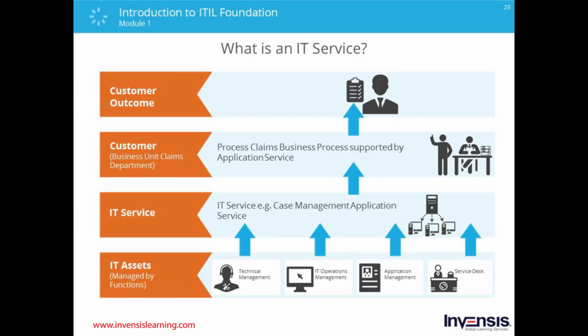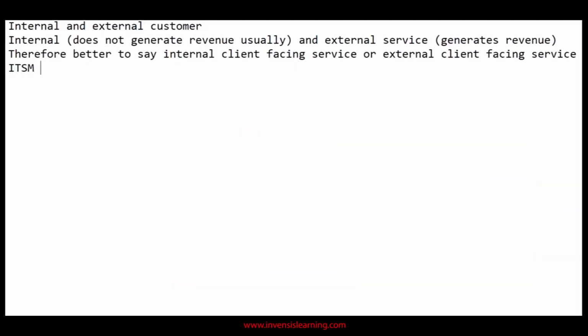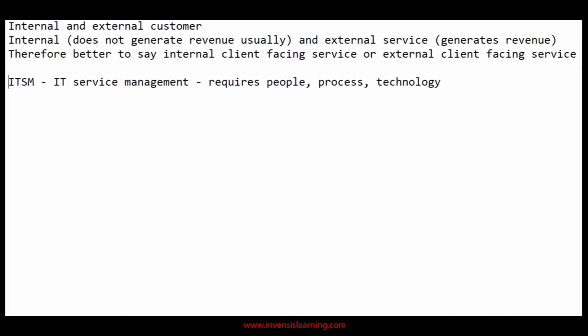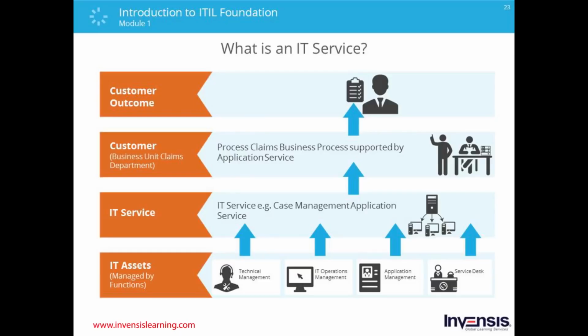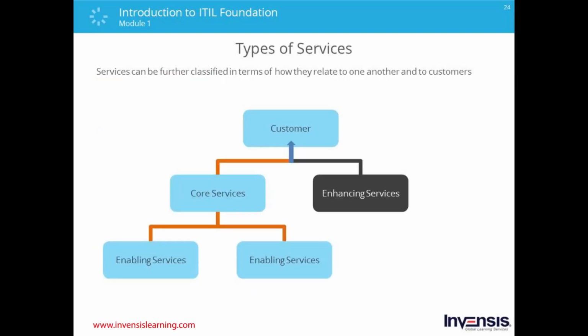So the services actually deliver outcomes for the customer. So I'm going to write down something here. IT service management requires three things: people, process, and technology. Three things are required to deliver IT service management. Okay, the next thing is types of services. Though we have seen internal and external service from a customer perspective, you will see now types of services.